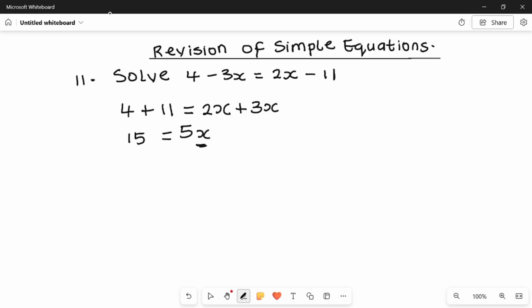How do we do that? We do that by simply dividing both sides by the coefficient of x, which is 5. So if we divide 15 by 5 here, and we divide 2 by 5 here, the 5 cancels 5 to get 1, and 5 into 15 will give you 3. So x is left here. So we'll have x is equal to 3 as our final answer.